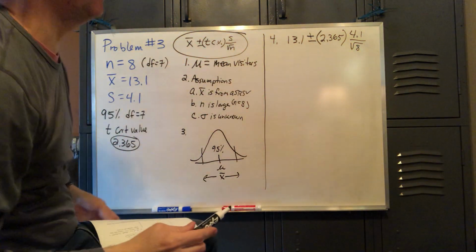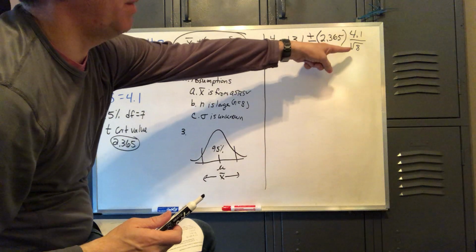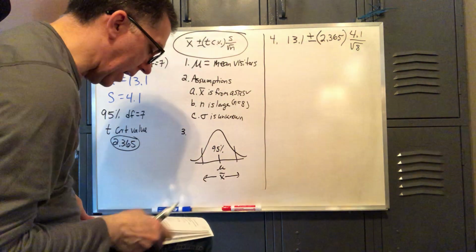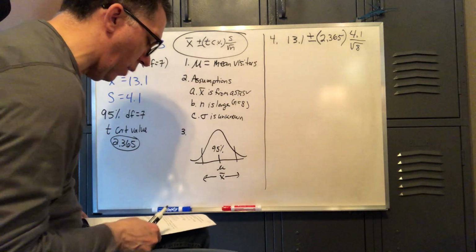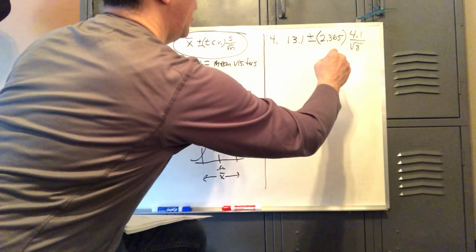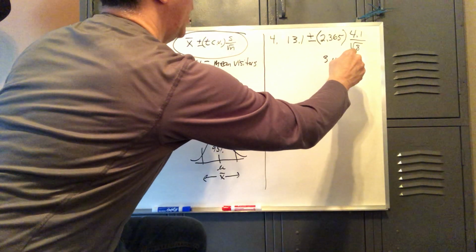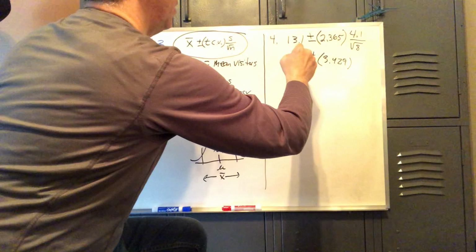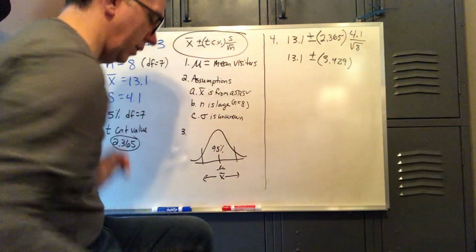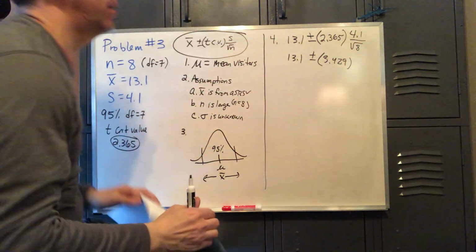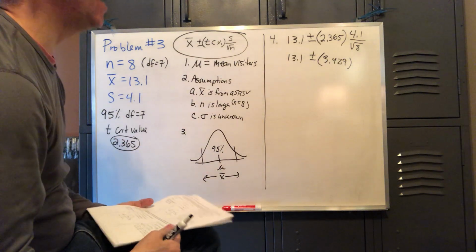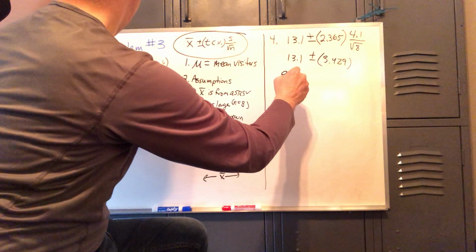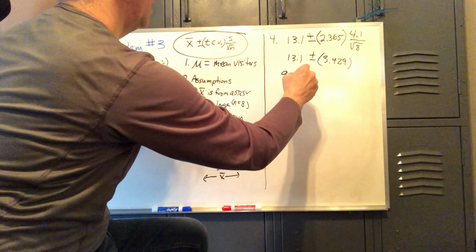All right, so I did the math here. I took 4.1 divided by radical 8, then I multiplied it by 2.365, and I got 3.429. So all that is 3.429. That's our margin of error. So we're going to add that to the right side and subtract it from the left. So we get a left and right value, okay? 13.1 minus 3.429 is 9.671. That's my left value.